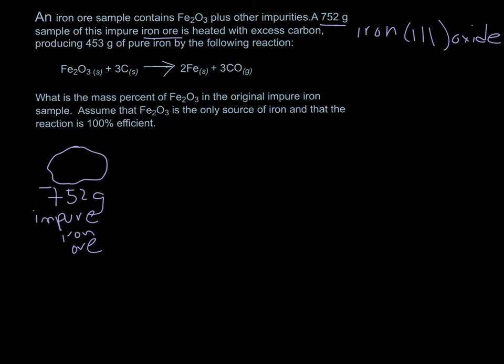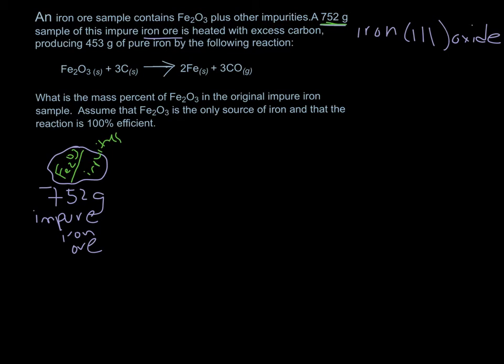And just to be super clear, since this is a teacher video, that means that part of it is Fe2O3 and part of it is impurities. Now, I'll tell you, this problem was on the test for Unit 1 last year, and many people put this 752 right here. They saw iron ore and they labeled it here. But the 752 refers to impure iron ore. So it's a mixture. This word is very important. It means that the iron ore is mixed with something else. It's not pure.